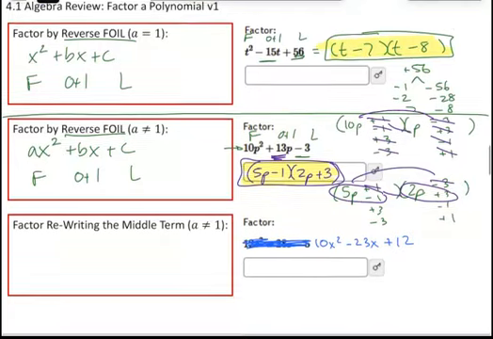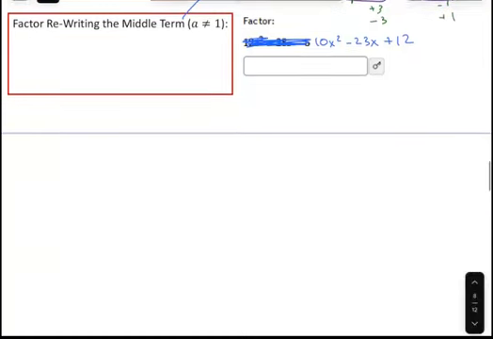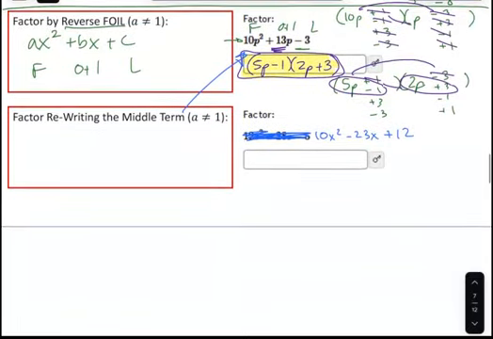And now what I've done here is I'm going to use this same problem, and I'm going to walk through this second method. Notice I added another page. I just embedded a page here because I'm going to use a little bit of that to show this relationship. So I'm going to take that 10p squared plus 13p minus 3, and I'm going to factor this again using the rewrite the middle term method. Okay? So let's look at that process here.